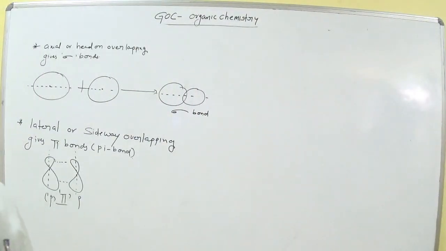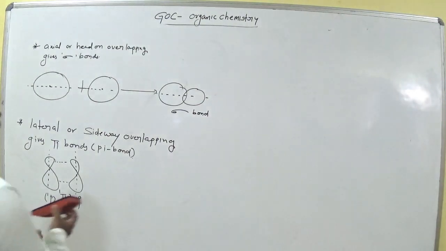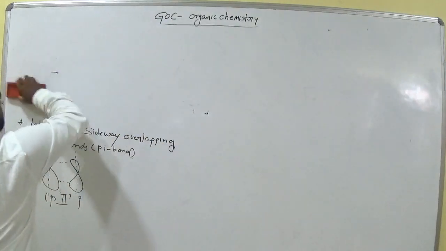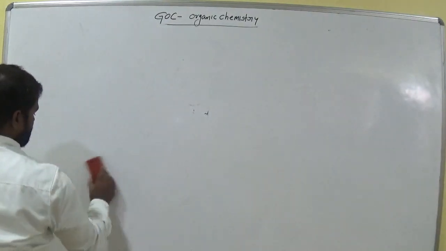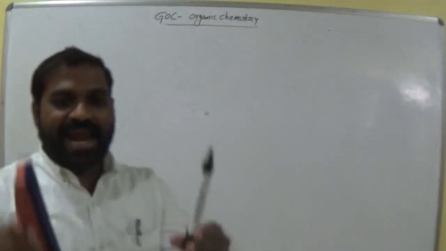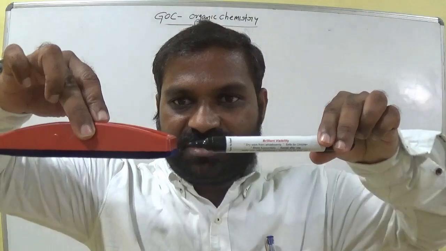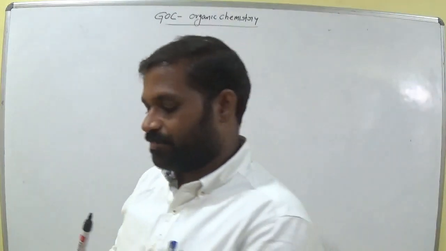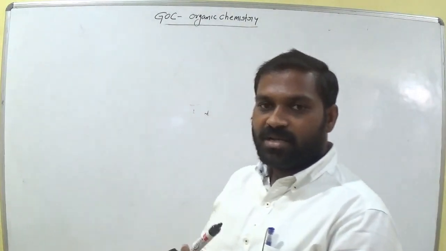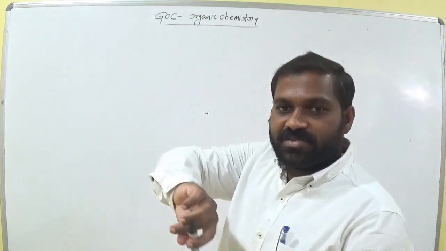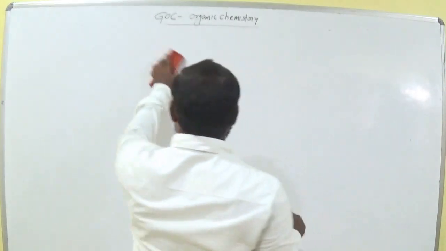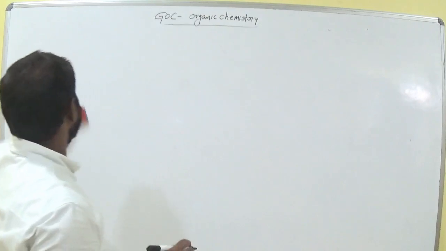Okay, write it down. So the lateral overlapping gives a pi bond. Horizontal or head-on gives a sigma bond. Okay. P orbitals are involved in pi bonds. Okay. So now take the example.